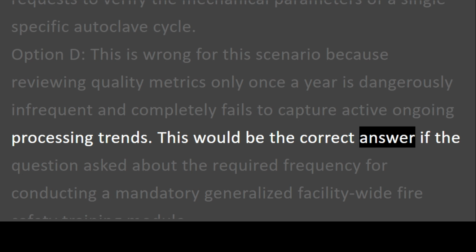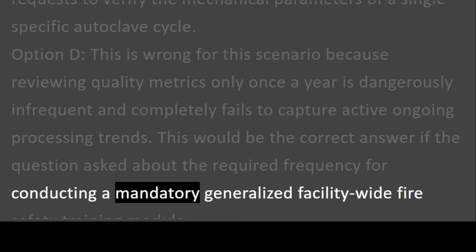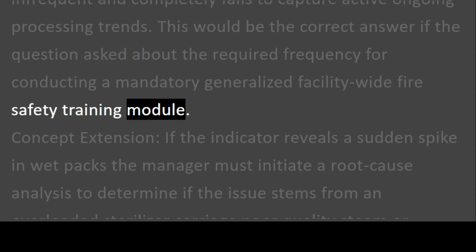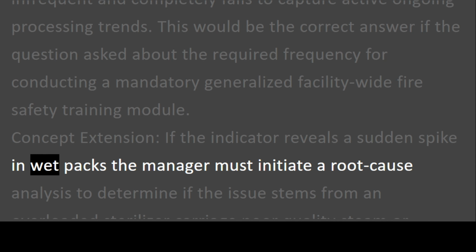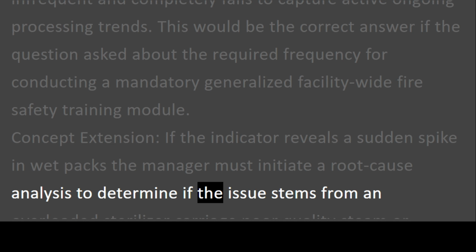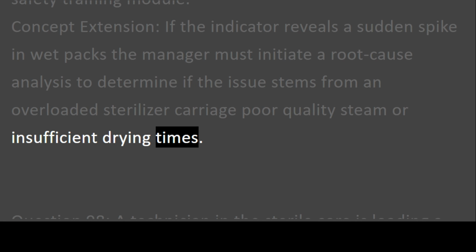This would be the correct answer if the question asked about the required frequency for conducting a mandatory generalized facility-wide fire safety training module. Concept extension. If the indicator reveals a sudden spike in wet packs, the manager must initiate a root cause analysis to determine if the issue stems from an overloaded sterilizer carriage, poor quality steam, or insufficient drying times.